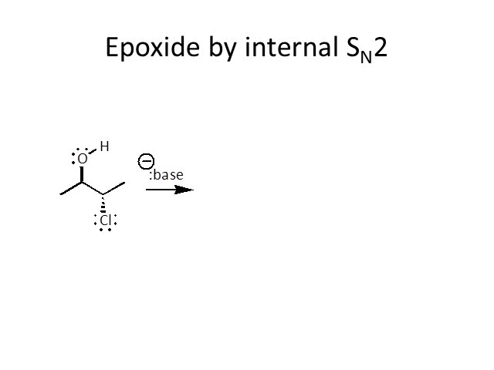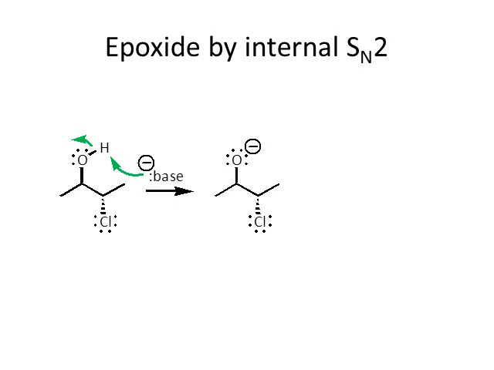You can also make an epoxide by an internal SN2. If I had a halohydrin, that's a species that has an alcohol adjacent to a chloride, or to a halide of any sort, I suppose. And remember, we can make halohydrins from alkenes with, say, Cl2 and water, if you recall. Well, if this thing is treated with a base, it'll make an epoxide. How so?